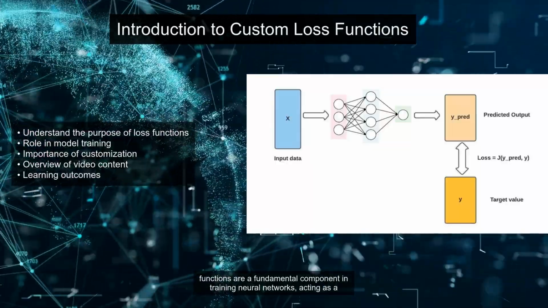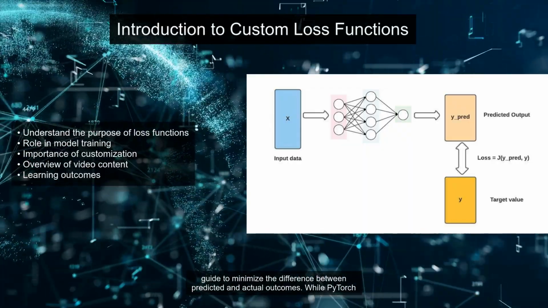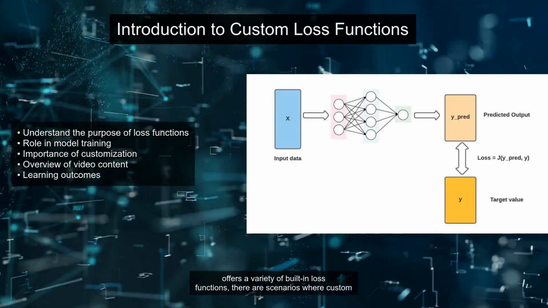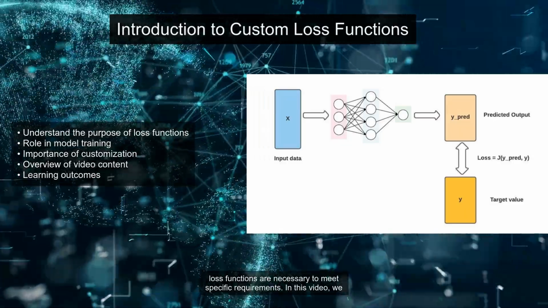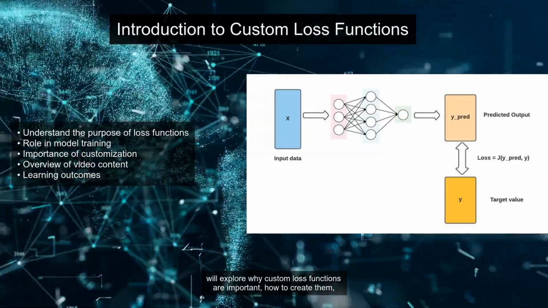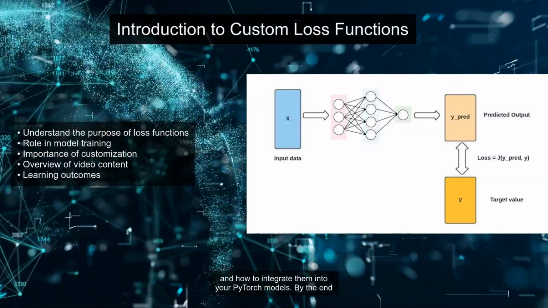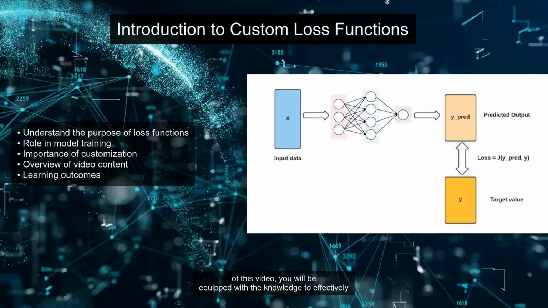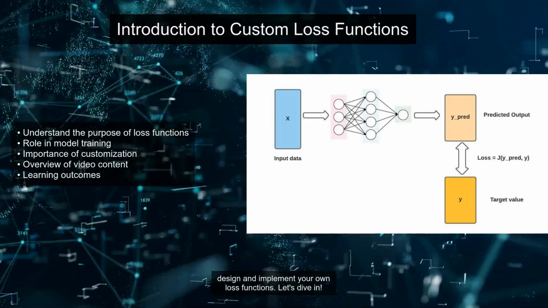Loss functions are a fundamental component in training neural networks, acting as a guide to minimize the difference between predicted and actual outcomes. While PyTorch offers a variety of built-in loss functions, there are scenarios where custom loss functions are necessary to meet specific requirements. In this video, we will explore why custom loss functions are important, how to create them, and how to integrate them into your PyTorch models. By the end of this video, you will be equipped with the knowledge to effectively design and implement your own loss functions. Let's dive in.